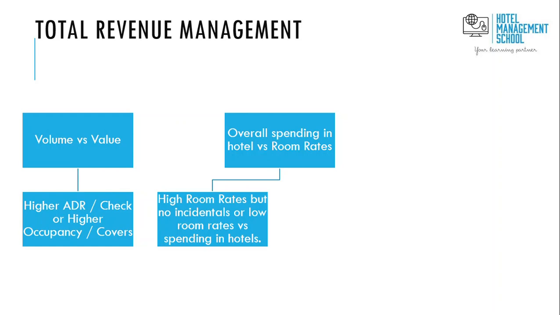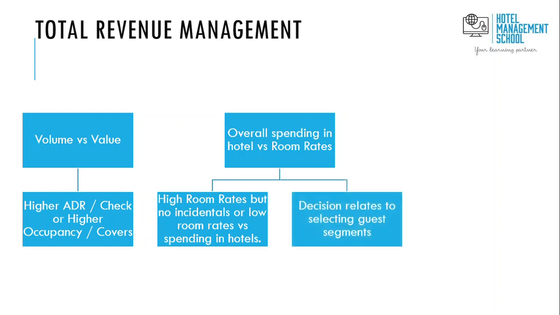So what we need to look at is each segment, each guest profile separately: how they have been spending in the hotel, what are their spending habits, so that we can make a decision which guest to take and which guest not to take. This is called total revenue management. We have to select the guests based on their total spending rather than on their individual room rates.